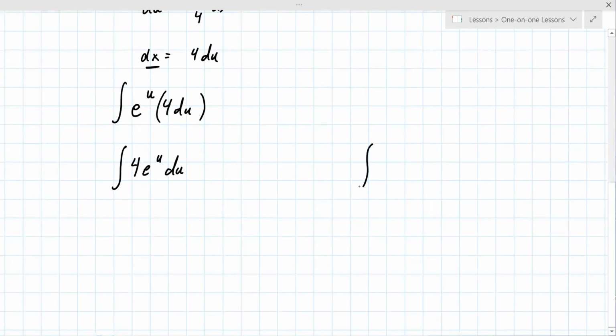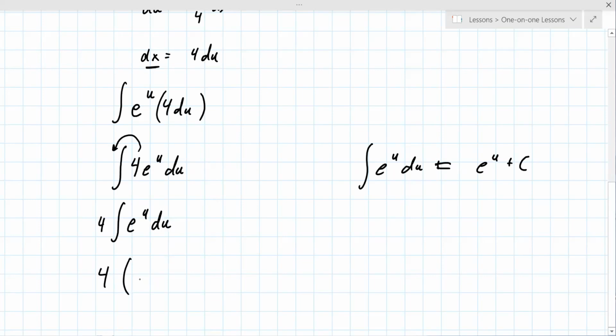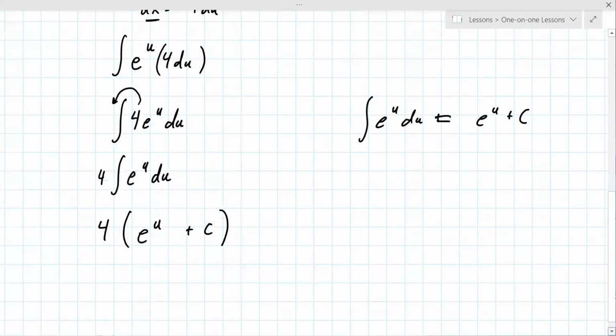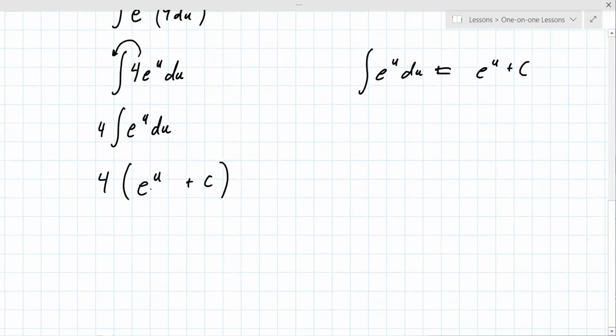And then, as I mentioned, kind of over here off to the right, you know that the integral of e to the u du is e to the u plus c. But you have a 4 in front, so that 4 can actually come out, 4 times the integral of e to the u du. So your answer is 4 times e to the u plus c. Not sure how much you've gotten into constants of integration, but you don't have to multiply the constants by numbers. They would become new constants. So the final answer is 4 e to the u plus c.